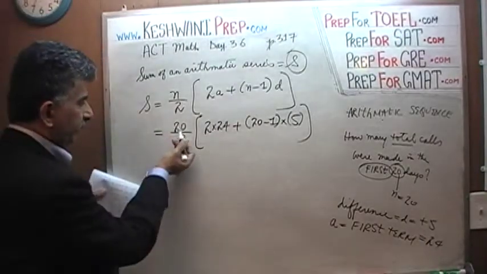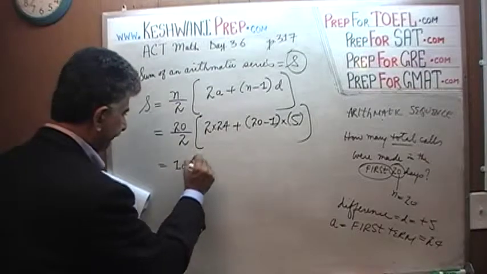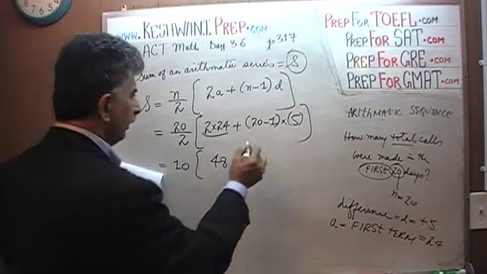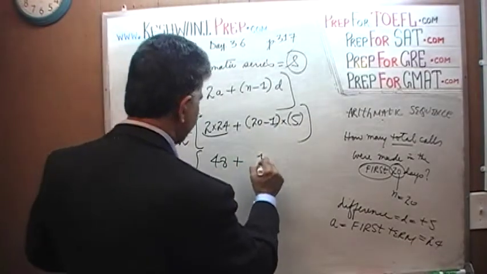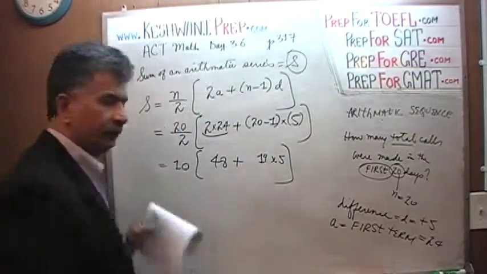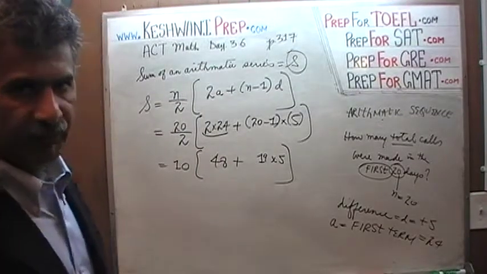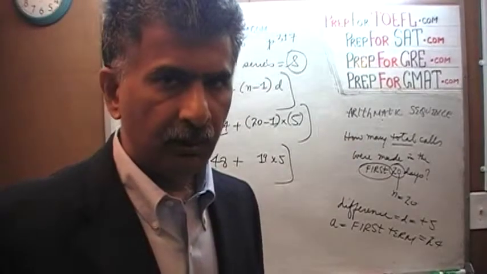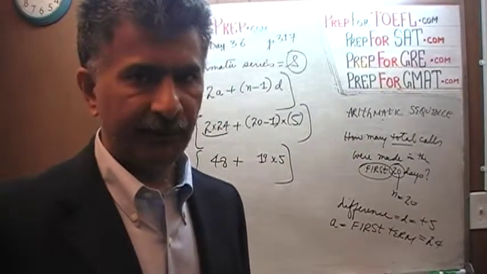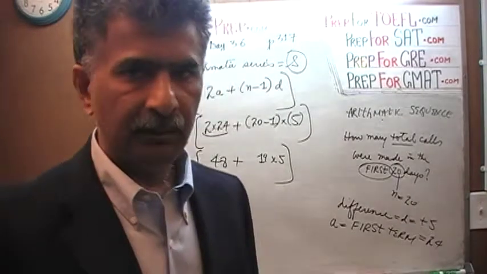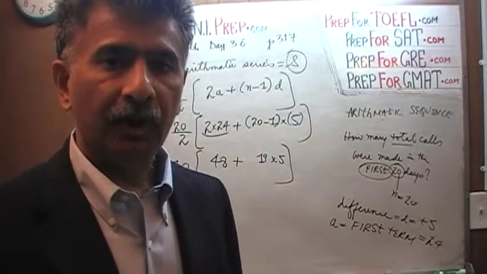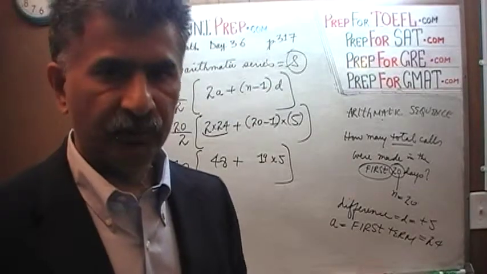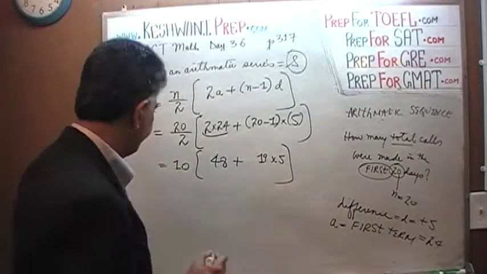So this is very simple. 20 divided by 2 is just 10. 2 times 24 is just 48. Plus 20 minus 1 is 19, so it's 19 times 5. And how much is 19 times 5? We know 19 times 10 would have been 190, and therefore half of that is, well, half of 100 is 50, and half of 90 is 45, so it's 50 plus 45, which is 95.